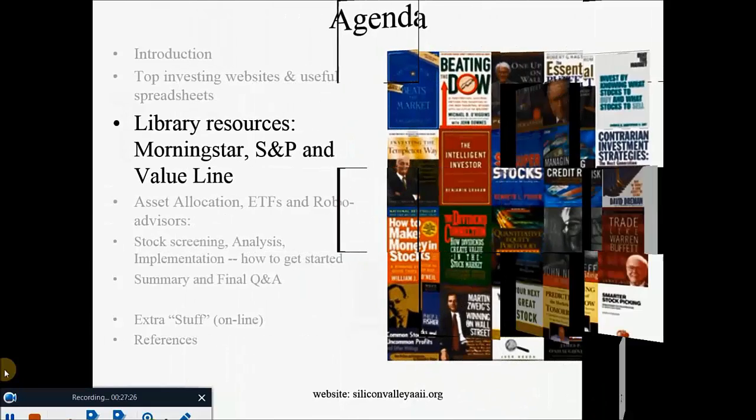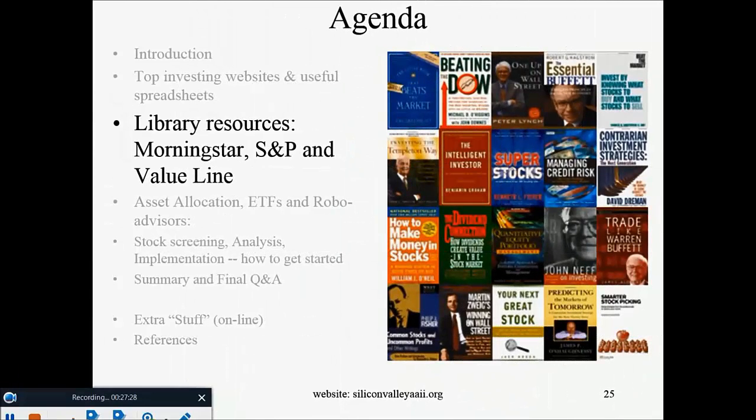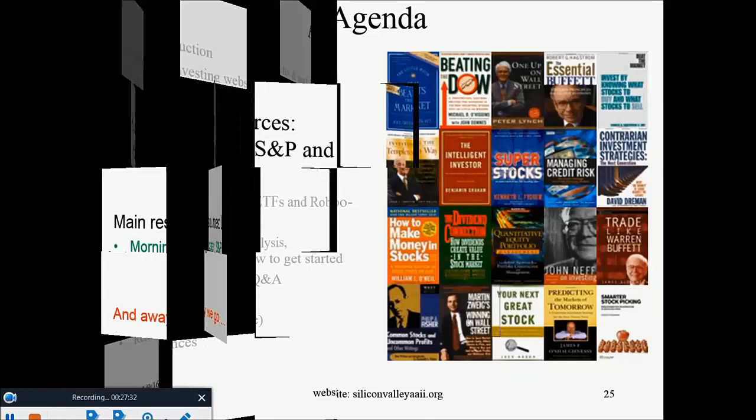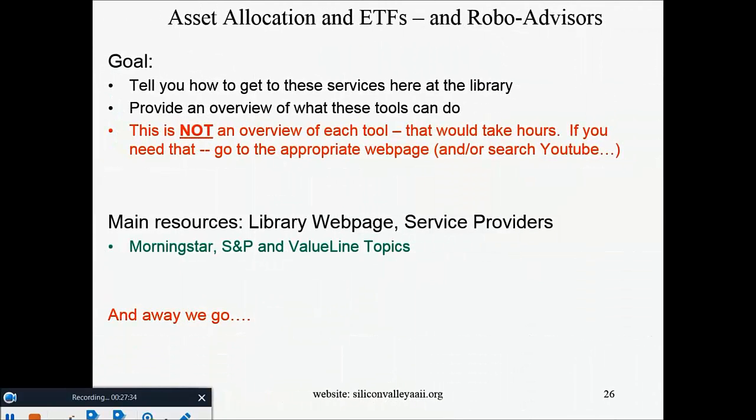And so moving on to library resources: Morningstar, S&P, and Value Line. Okay, so what do I want to get done in this section? I basically want to tell you how to get to these three investment services here at the library. You can get to them remotely, i.e. from your home. I want to provide a very brief overview of what these tools can do for you.